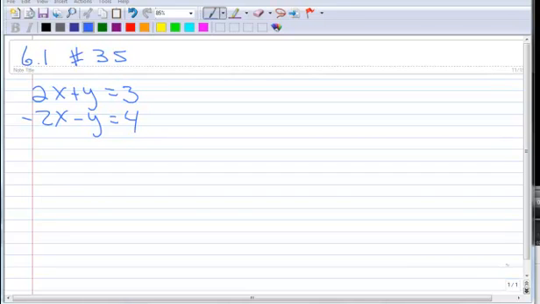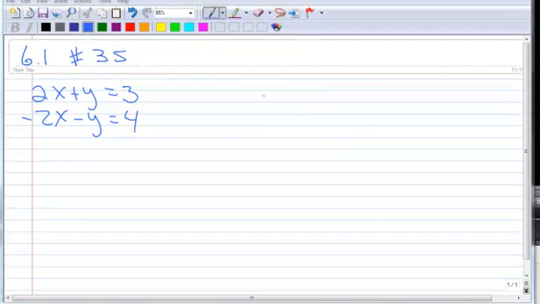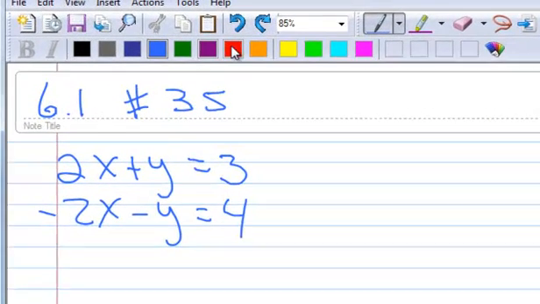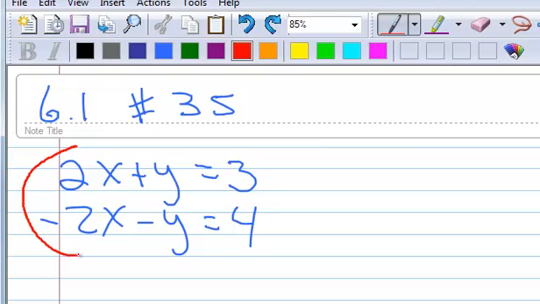Alright, this is number 35 from your text, and we're going to solve this system, and I'm going to use elimination for this one. The reason I'm going to use elimination is because when I look at these coefficients, they're opposites of each other, so I know that when I add them they cancel.